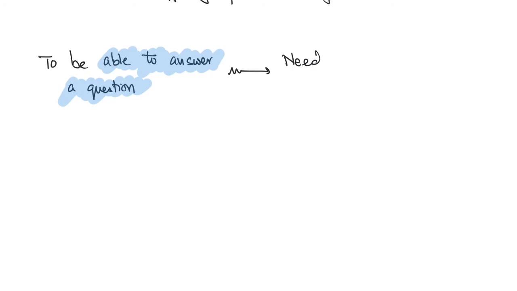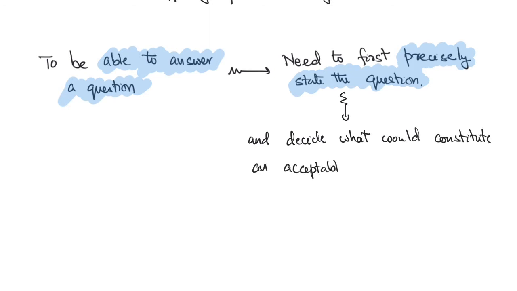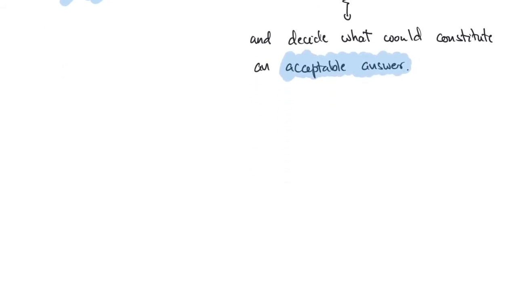To be able to answer a question, we first need to precisely state it. And we also need to decide what would constitute an acceptable answer. This leads us to our first important definition of this video, that is the hypothesis. This is a statement about a population parameter.